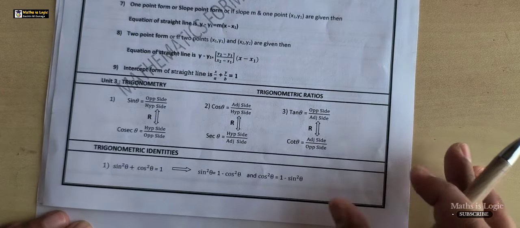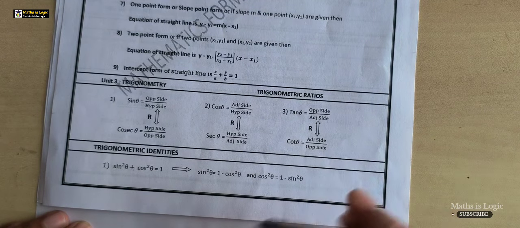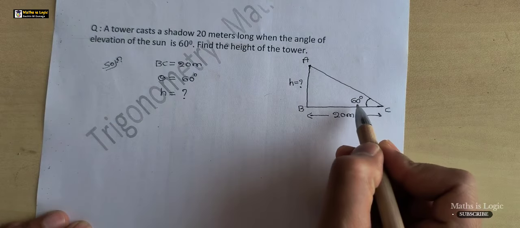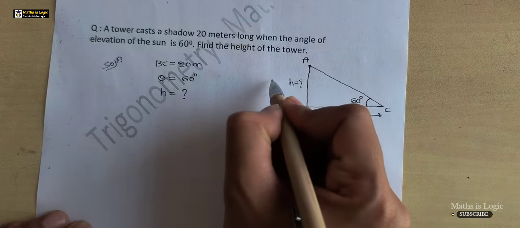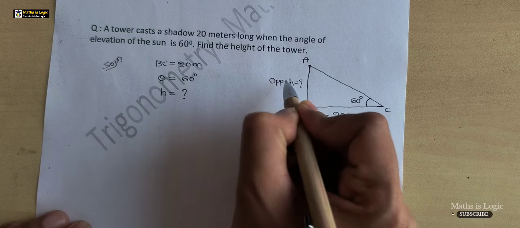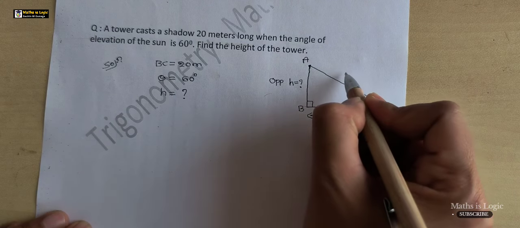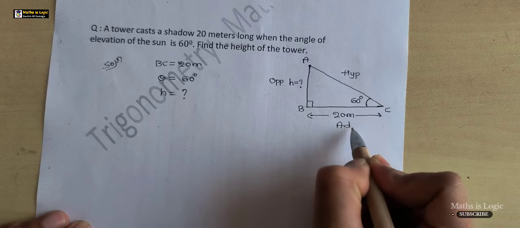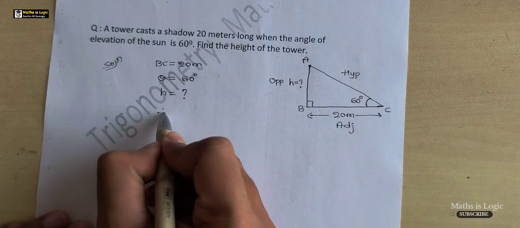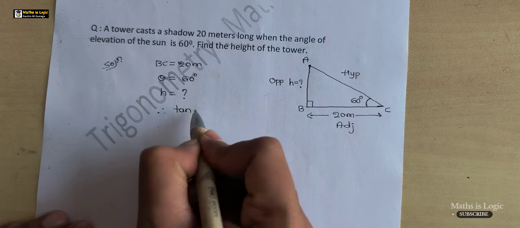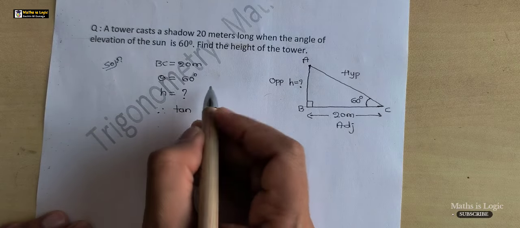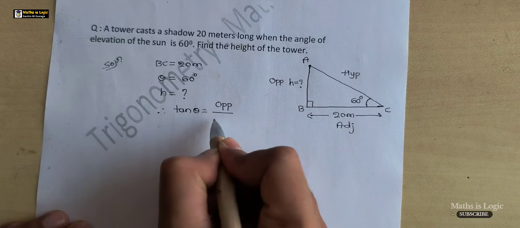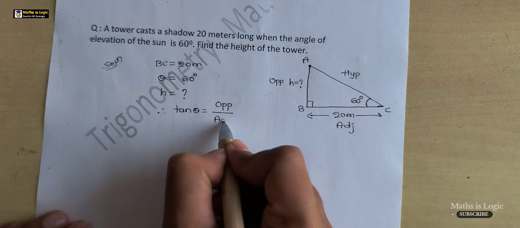tan theta formula is opposite side divided by adjacent side, correct? So this is the angle theta, means this is the opposite side. 90 degree means this side becomes the hypotenuse and this remaining side is the adjacent side. Therefore apply trigonometric ratio definition. So what is that? Tan theta formula, opposite side divided by adjacent side.